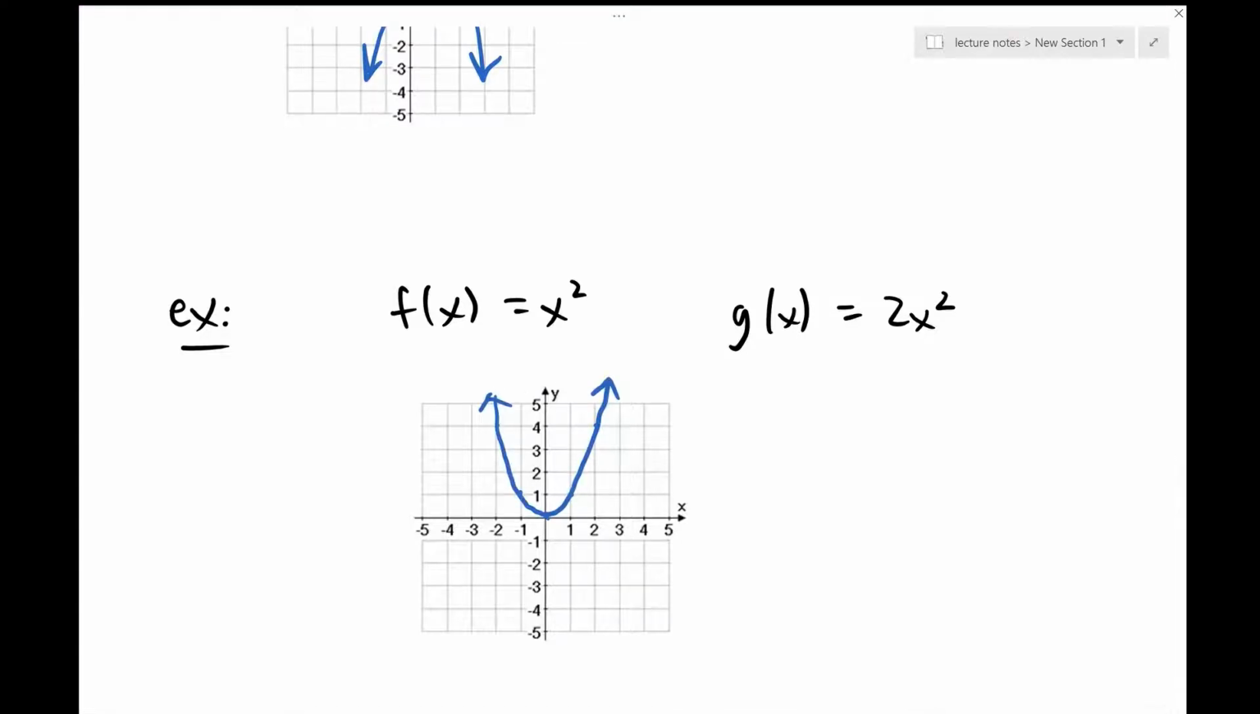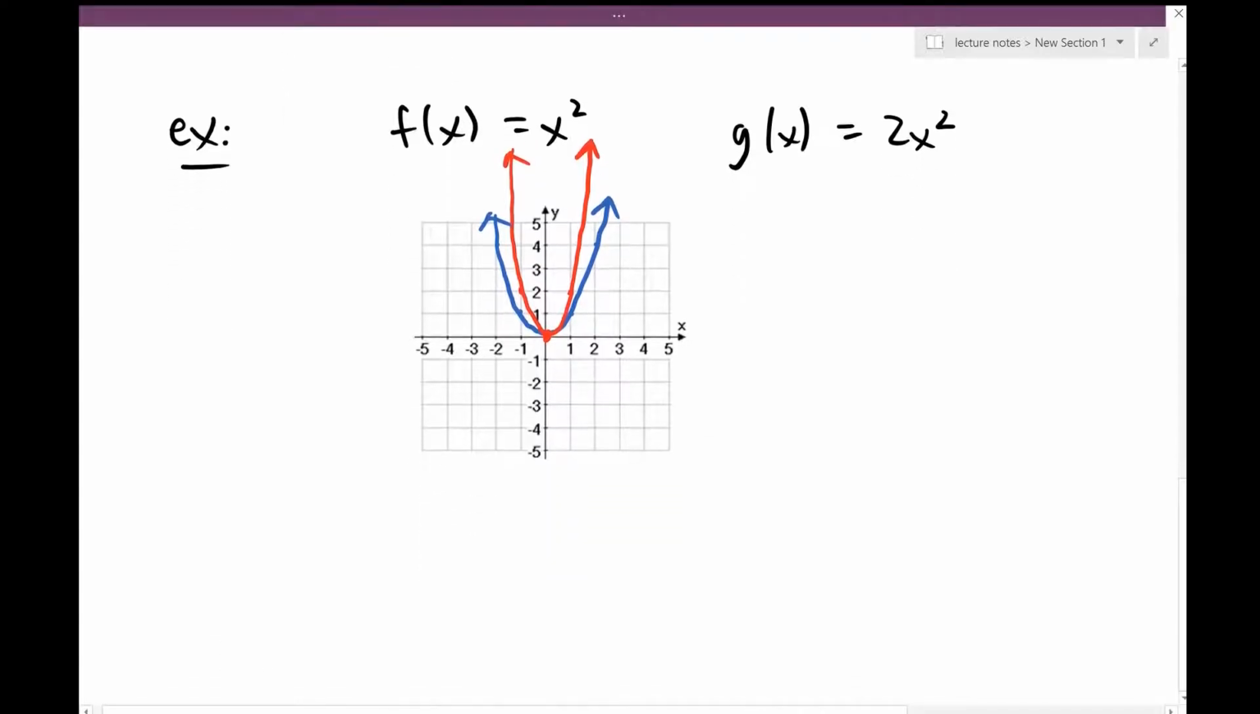Well, if I were to look at the graph of 2x squared, what would happen there? If I were to plug in 0, I would still get 0, but notice that if we plug in 1, we would get 2, and same thing if we plug in negative 1. And if I were to plug in 2, I would end up getting 8, which would be way up off my grid here somewhere. But what ends up happening is we end up with a parabola still, but notice that it is narrower. We say that it has been stretched vertically by a factor of 2. And that happens because of the 2 that we're multiplying by the x squared.